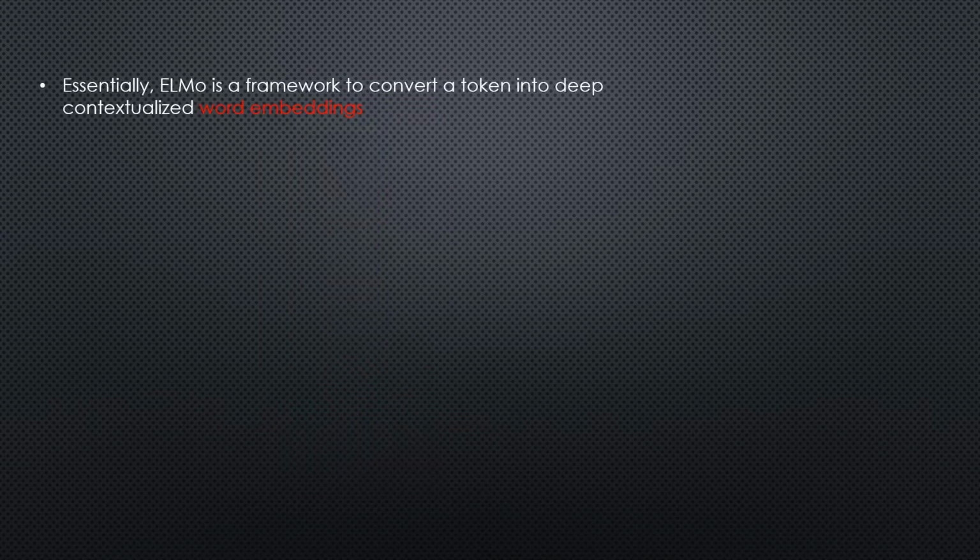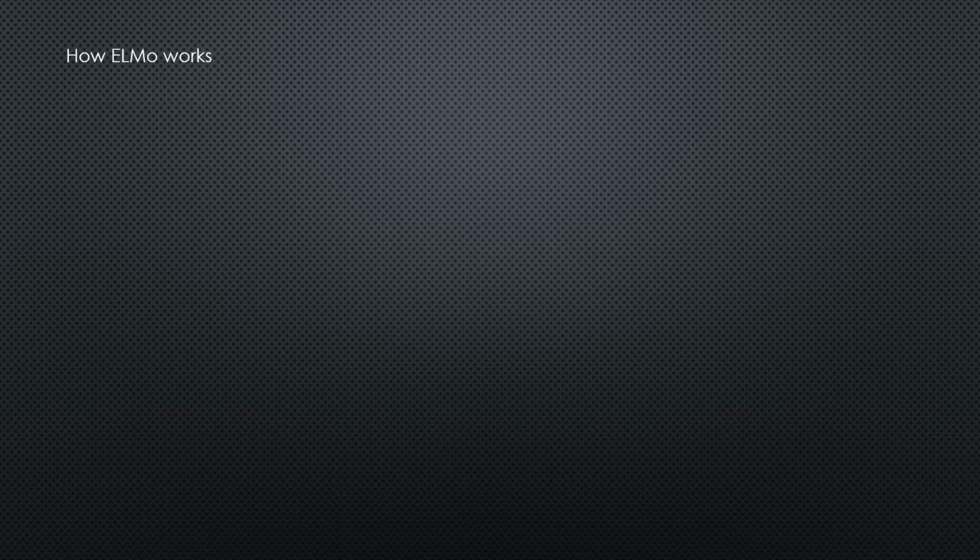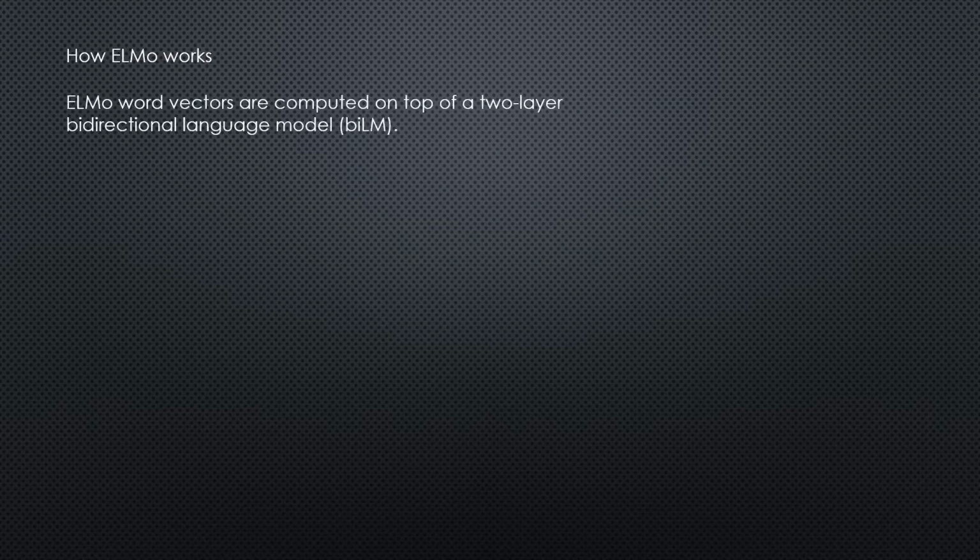What is ELMO? The red Muppet character from Sesame Street? No. Essentially, ELMO is a framework to convert a token into deep contextualized word embeddings. How does ELMO work? ELMO word vectors are computed on top of a two-layer bidirectional language model.